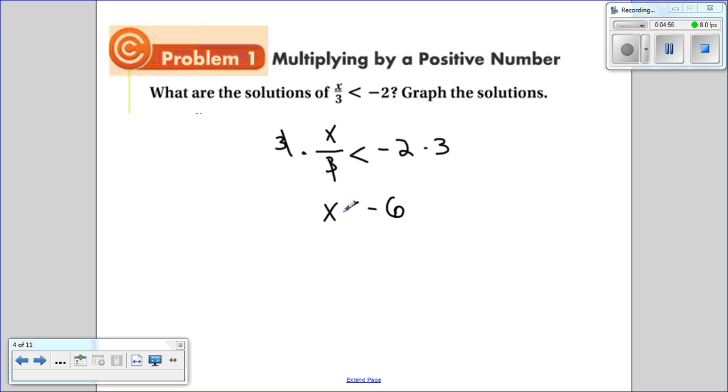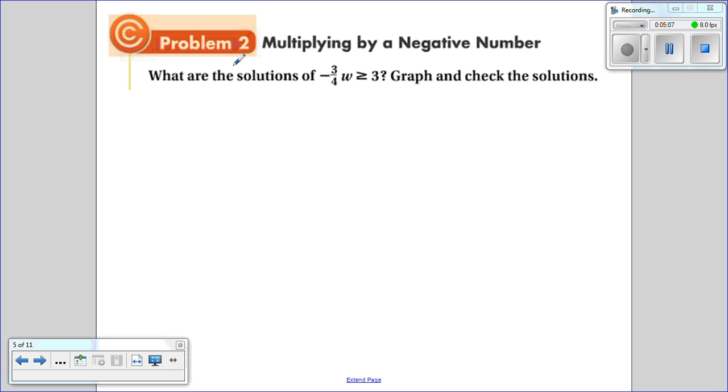The answer is you should not, because we did not multiply by a negative. It was a +3. So the sign stays the same. Let's try this again. We have negative 3/4 W greater than or equal to 3.